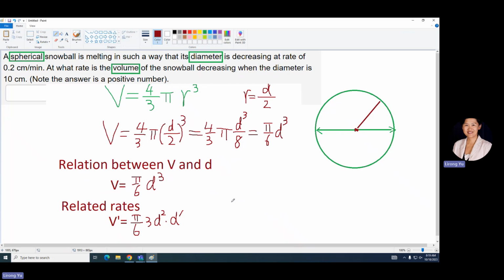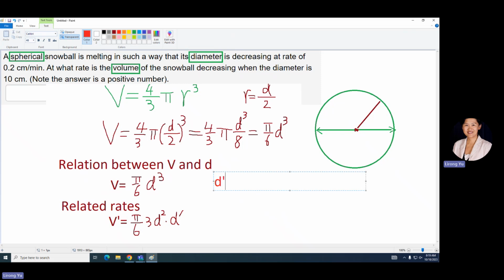So what we have here in the question already has some rates. It says here the diameter is decreasing at a rate of 0.2. So we know that the D has a rate that's already given in the question. D prime is equal to, it's decreasing, so you're going to have a negative derivative, because decreasing is negative 0.2.